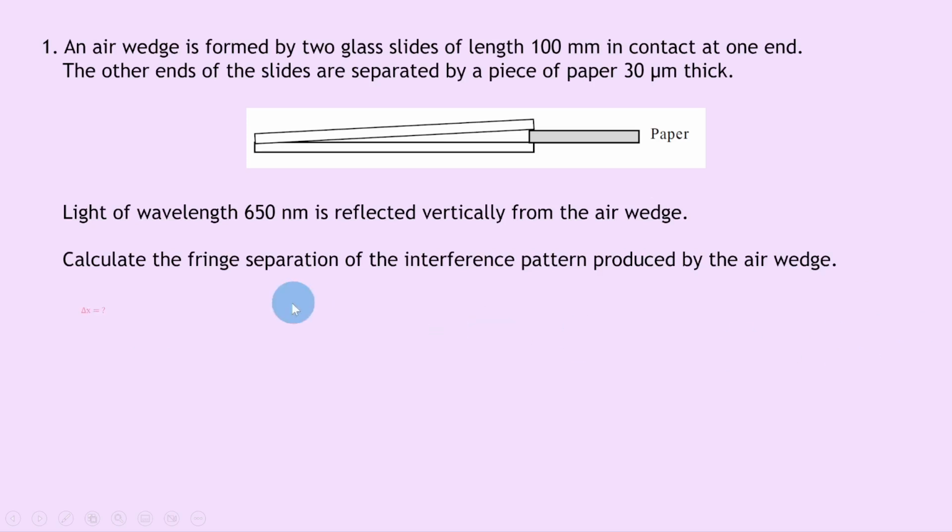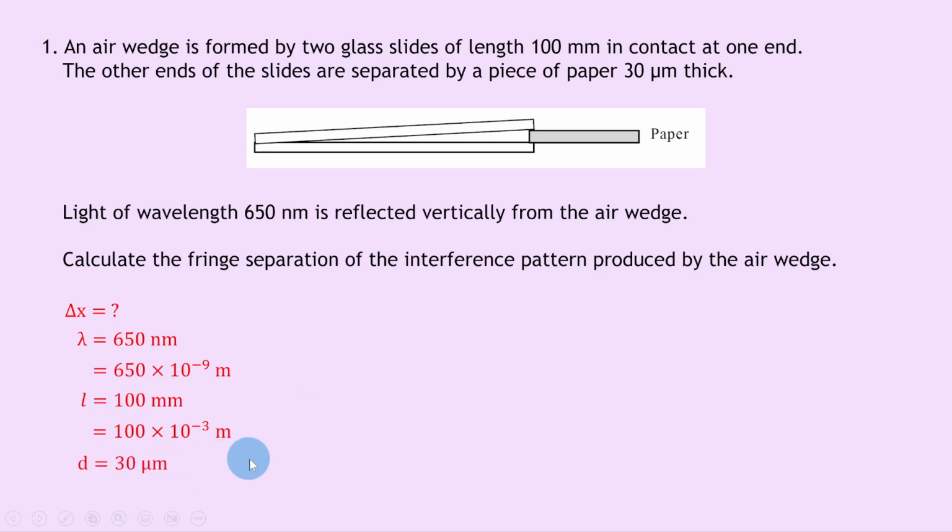Well, we want to find delta x here, the fringe separation. We know that the wavelength lambda is 650 nanometers, which is the same as 650 times 10 to the minus 9 meters. We know the length L of the plates is 100 millimeters, which is the same as 100 times 10 to the minus 3 meters. And lastly, we know the thickness of the paper is 30 micrometers, which is the same as 30 times 10 to the minus 6 meters.